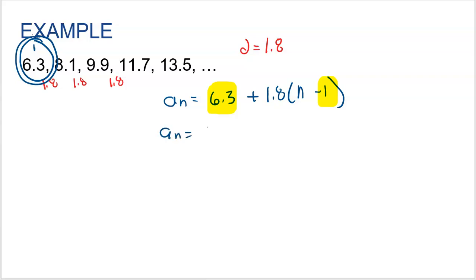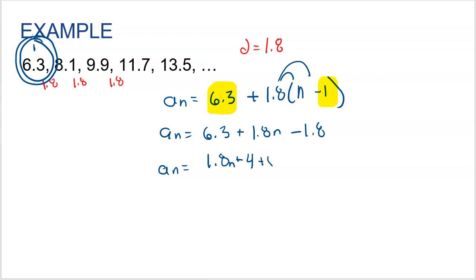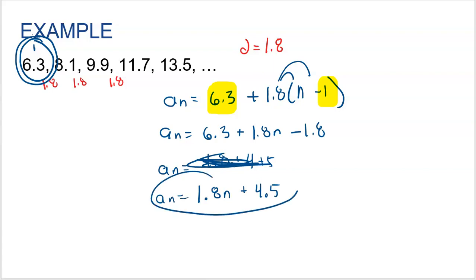Then after that, all you have to do is clean it up a little bit. So distribute: 1.8 times n is 1.8n. 1.8 times negative 1 is negative 1.8. Then we're going to combine our like terms. The 6.3 minus the 1.8 is 4.5. So 1.8n plus 4.5. Oh boy, okay, that's messy. 1.8n plus 4.5. There is a formula to find any term I want.